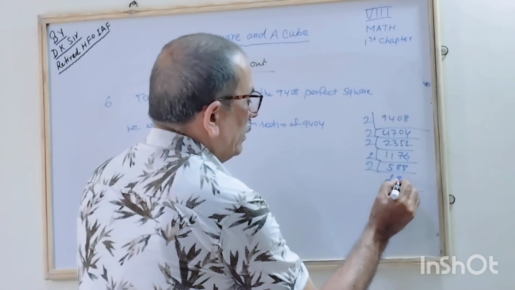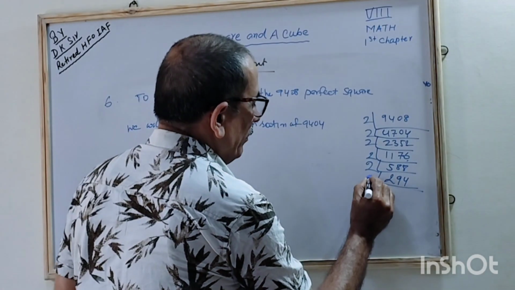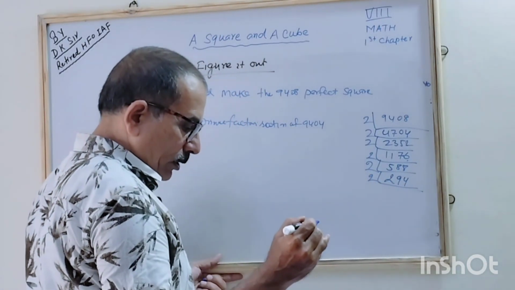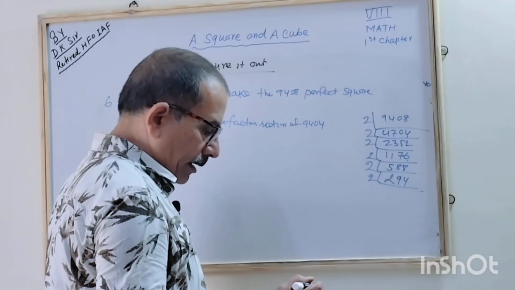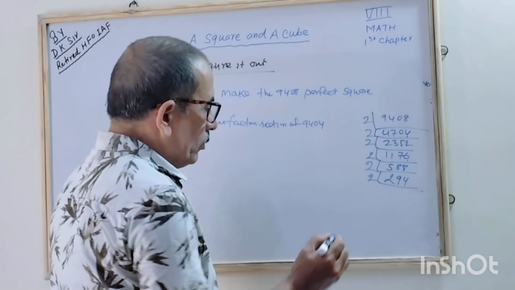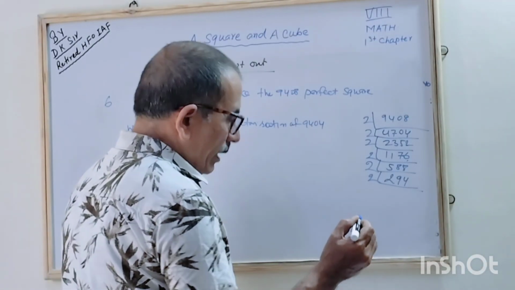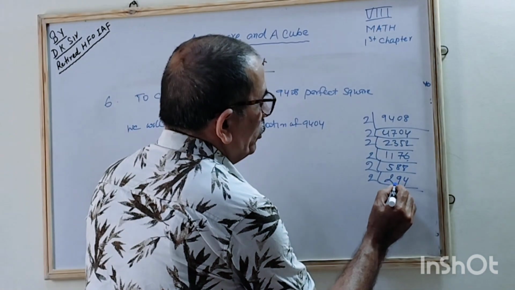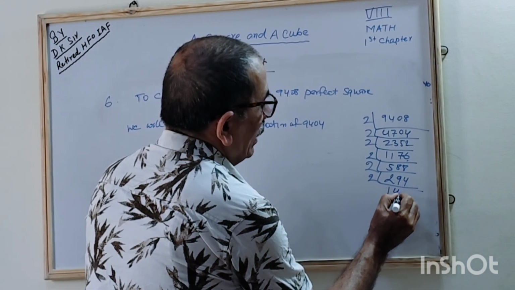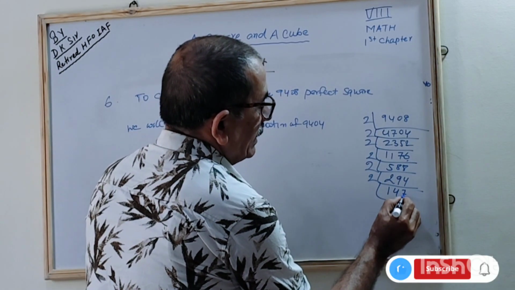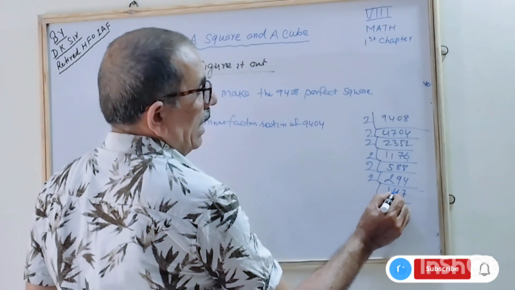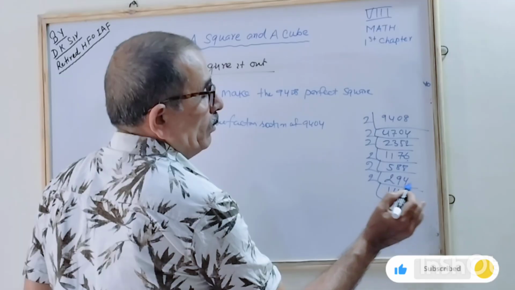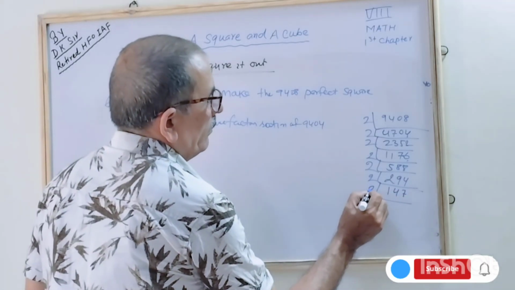We get 294. Again we will do with 2. Correct? If we go by 2, it becomes 147. We find that 7 is there, so it will not be divisible by 2. We will add it, 1 plus 4 plus 7 is 12. It is a multiple of 3. So we can divide by 3.